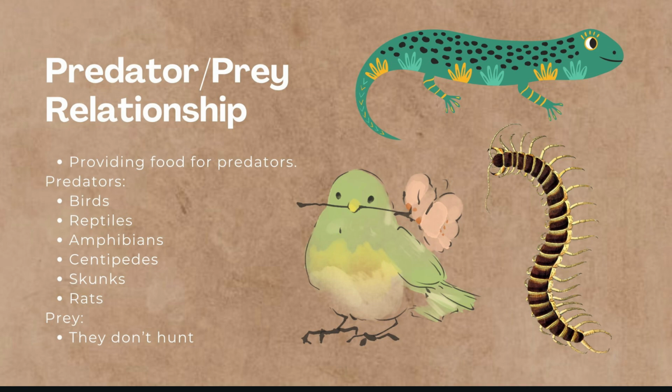To continue on, we're going to now move towards the predator and prey relationship. Earthworms are considered the prey, and some of their predators that they have to be aware of are birds, reptiles, amphibians, centipedes, skunks, rats, and so much more, but those are the most common ones.